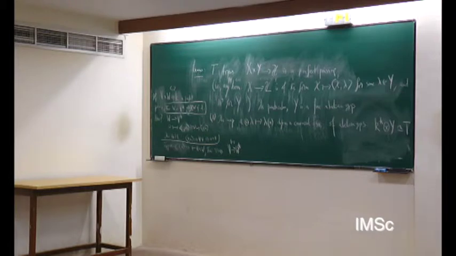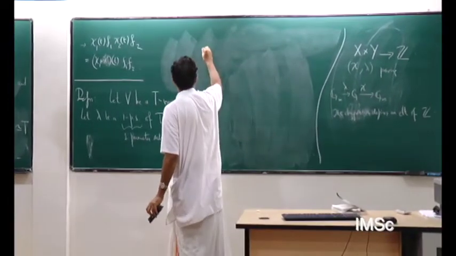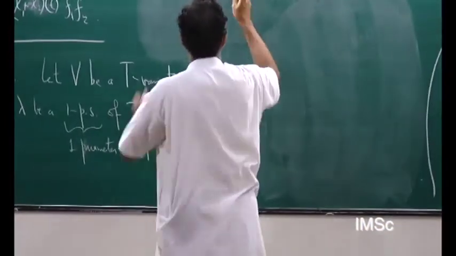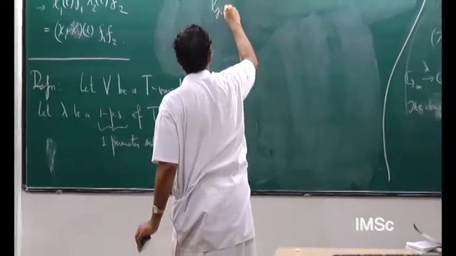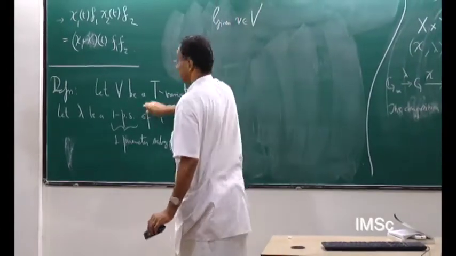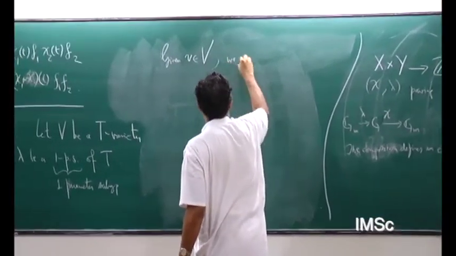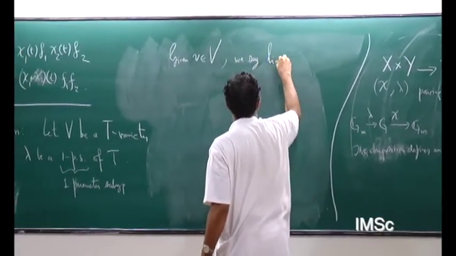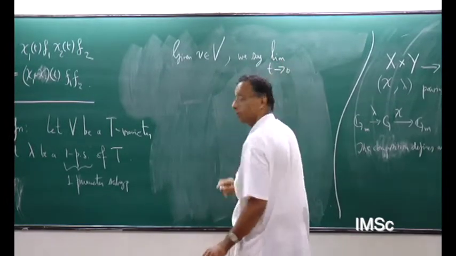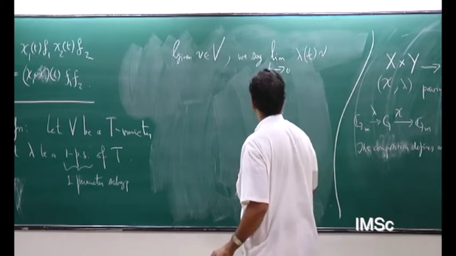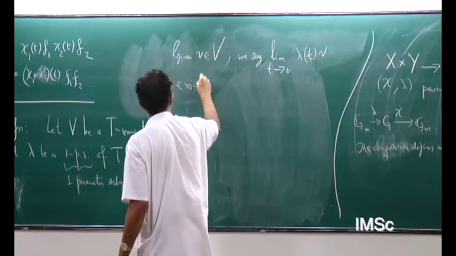Okay, so let's go on here. So here is the interesting thing. So you can define, we say, given V in B, so V is a T variety, we say the limit as T goes to 0 of lambda T V exists. So this is a definition.